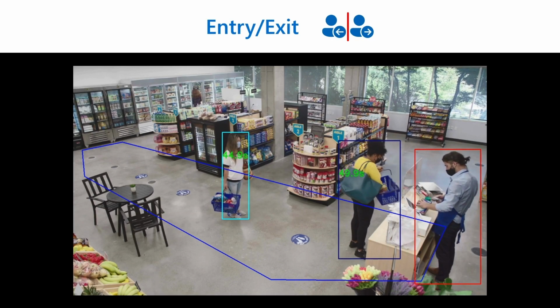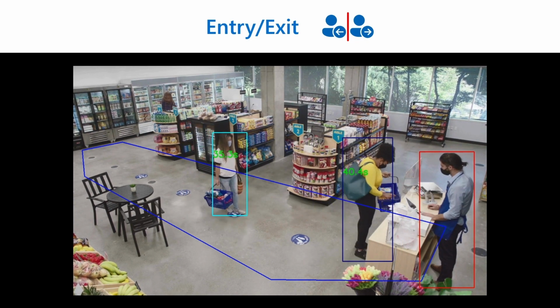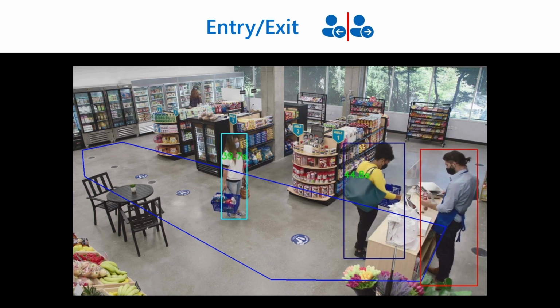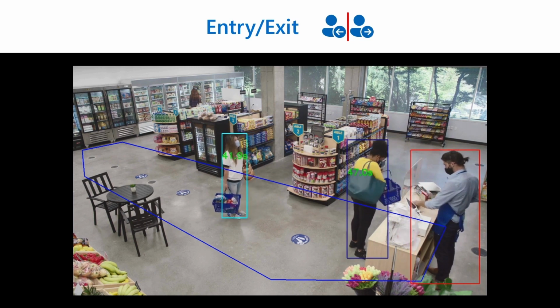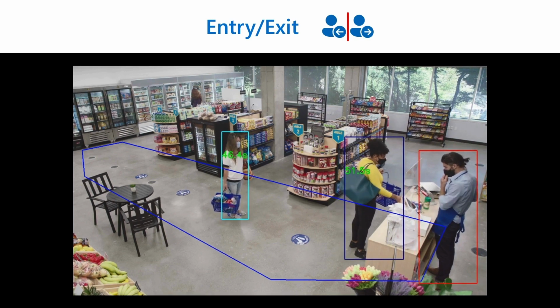The third use case is about people entering and exiting physical spaces. You can monitor entryways for traffic and maintain optimal occupancy. You can detect when people enter or leave a zone or cross a line, and you can calculate the time people spend in an area for dwell time and loitering.